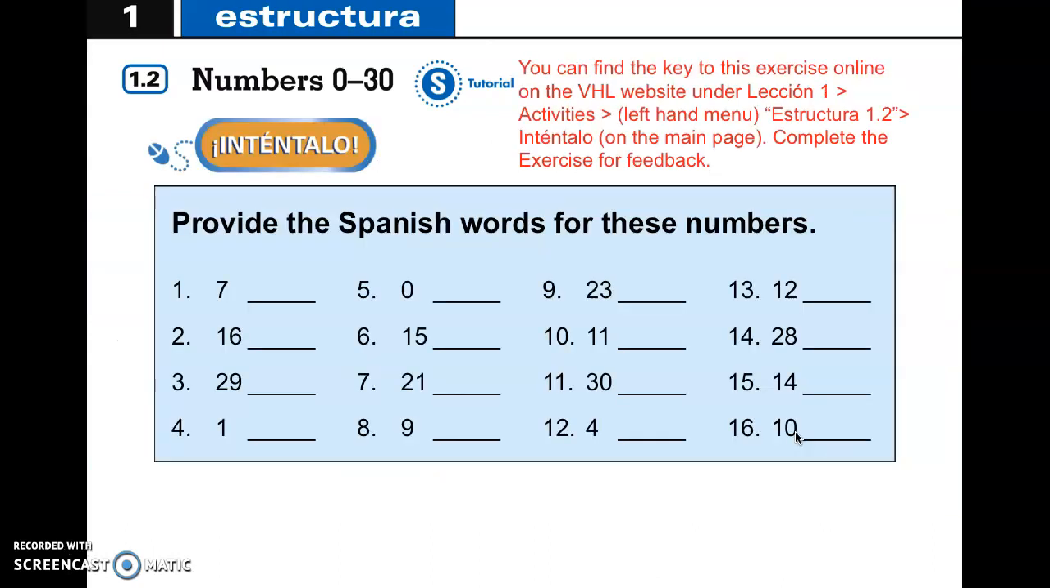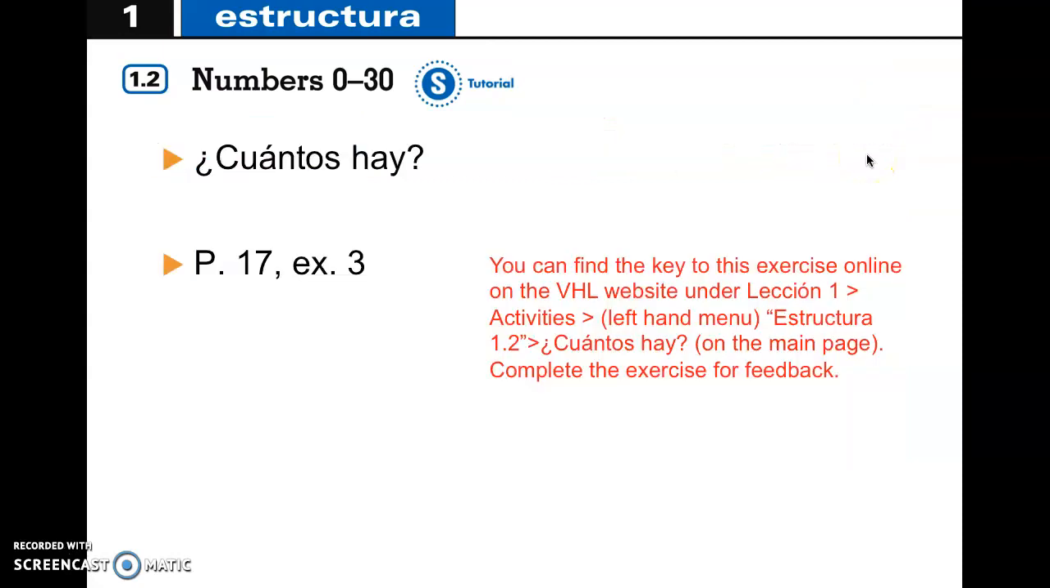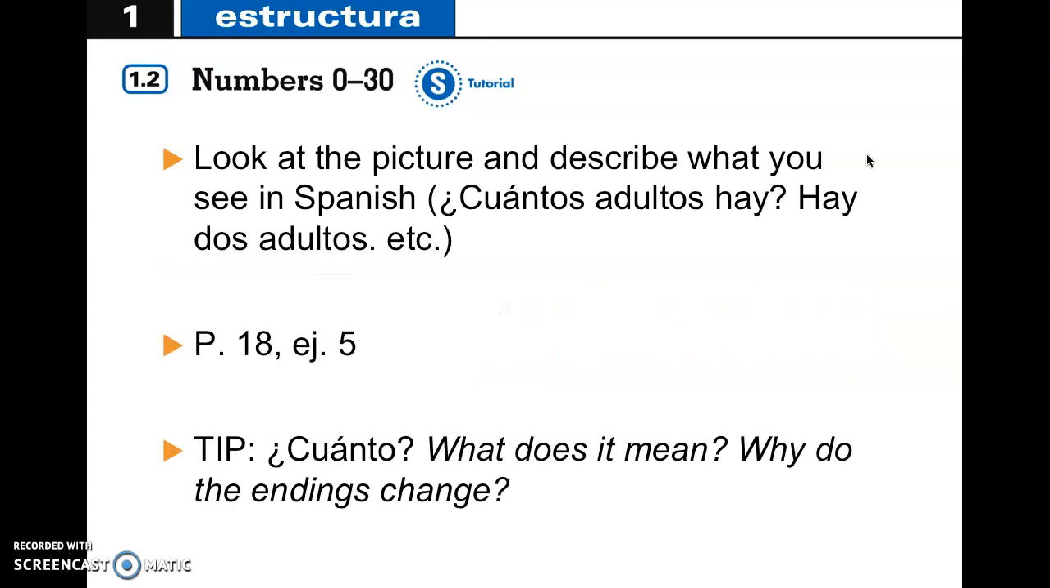In the following exercises, please complete them, and you can find the key on the VHL website, and it gives you here information how to get there. It is the exercise Inténtalo. Number 3, ¿cuántos hay? And this one as well. Okay, take your time doing this and check with the VHL site.